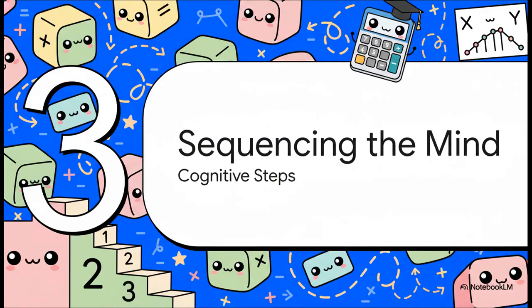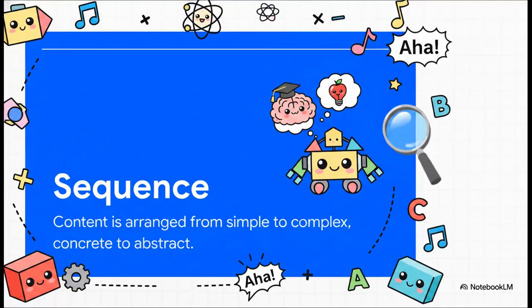Section 3. Sequencing the mind, building cognitive steps. Take a second to think about this. Why did you have to learn basic addition before tackling calculus? Why simple subjects before complex ones? It's not arbitrary at all. It's by design. Sequence dictates that content is arranged from simple to complex and from concrete to abstract.